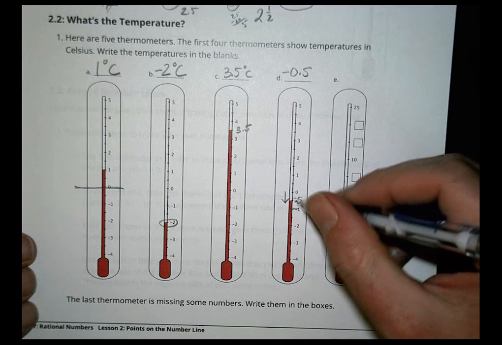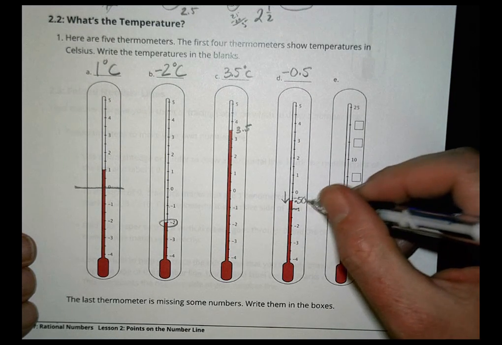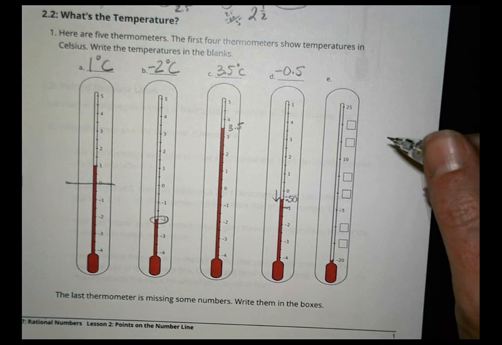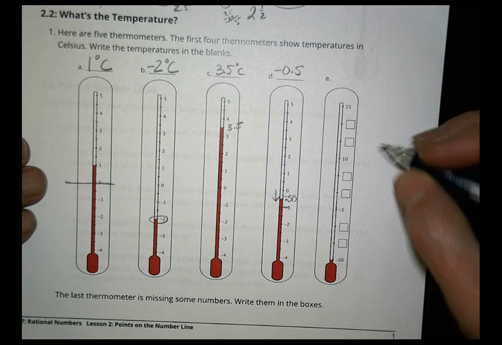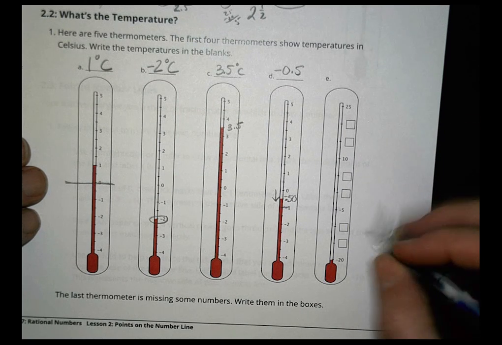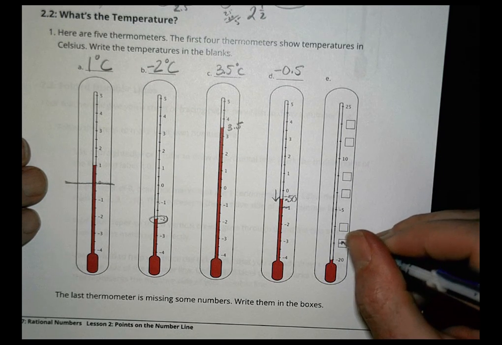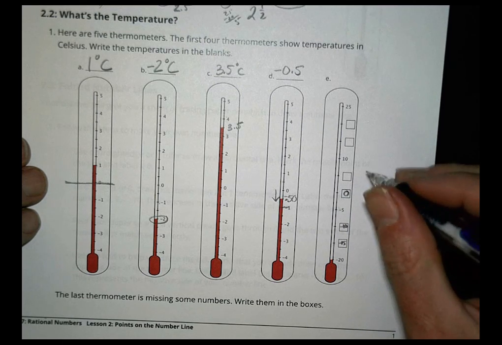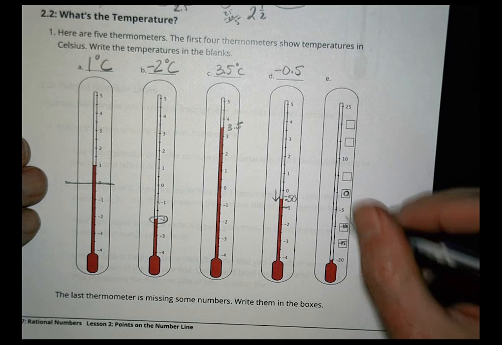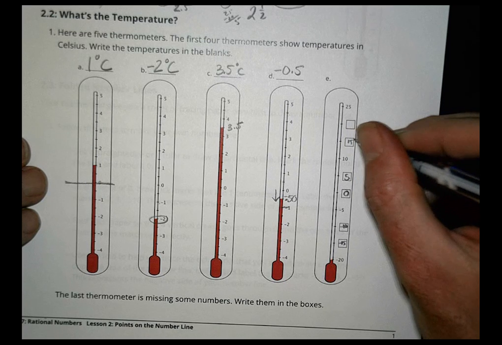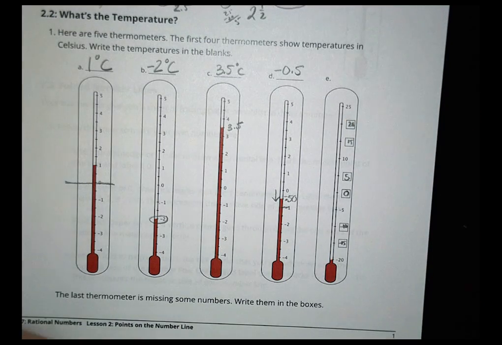And if you get confused, think about this as a dollar. What's half of a dollar? 50 cents. Okay, that's why that's 0.5. And for E, it says, well, the last one's missing some numbers, write them in the box. So we're starting here at -20, and we can see for the most part, it looks like we're counting by 5s. So we have -20, -15, -10, -5, and here we're at 0. And going up, we have 0, 5, 10, 15, 20. So that's how we'd fill it in if we're counting by 5s.